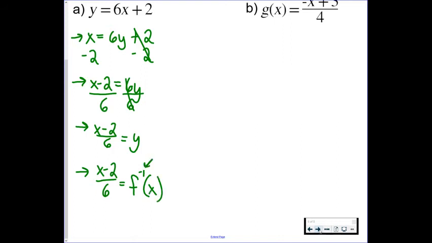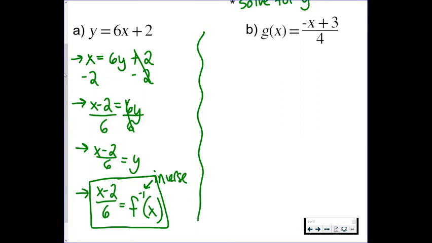Remember that -1? We learned about inverse trig functions that had that little -1 power. That means that it's an inverse function. And that's our answer. X minus 2 over 6 equals f inverse of x. Let's try our second example.